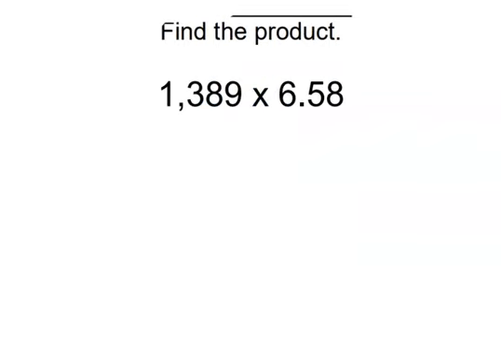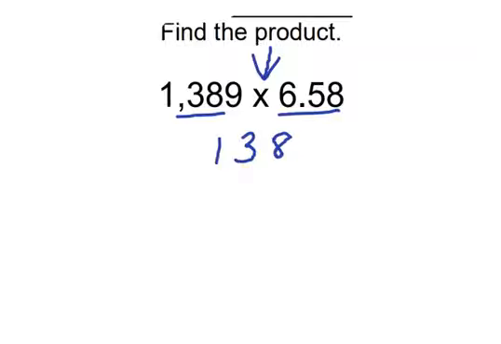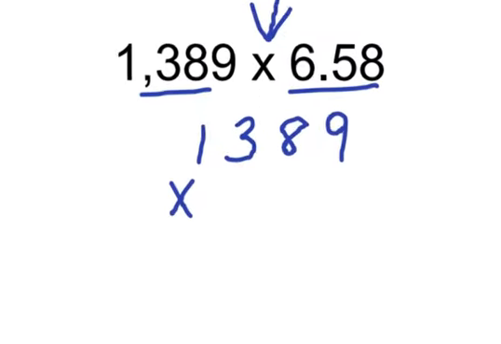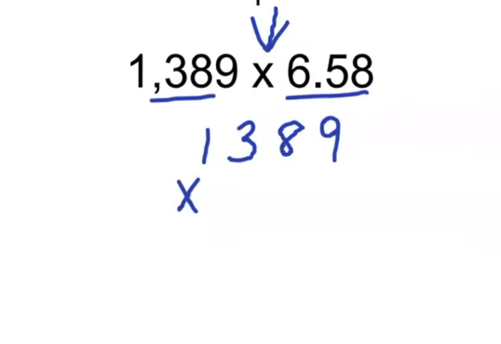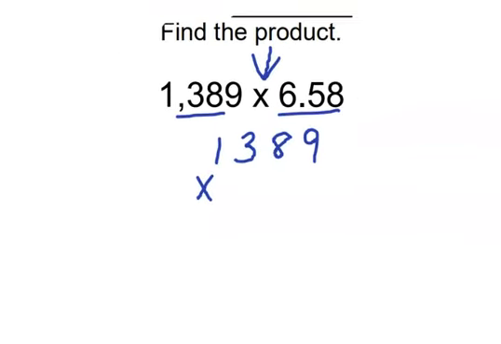All right, so here we are. We are going to find the product, okay, but we have a decimal and a non-decimal. The cool thing is that we are finding the product, which means we are multiplying, which means we don't have to worry about lining up the decimal. So we're going to end up with 1,389 times 6.58. Okay, so we're going to multiply by 6.58.